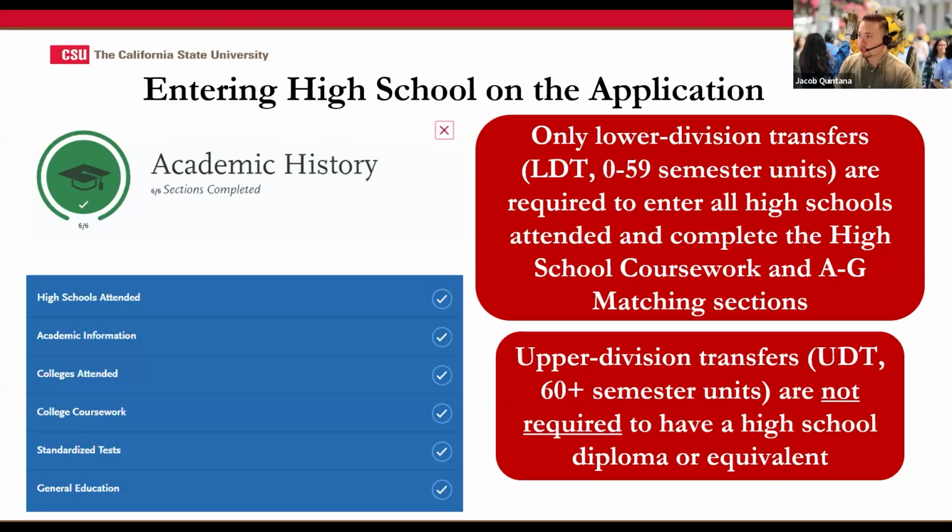Okay, so as an upper division transfer, which typically indicates that you have upwards of 60 units or 2 years or more worth of coursework, this means you have a fresh start, right? That means you transferred over from a community college. We're never going to ask you about high school information.